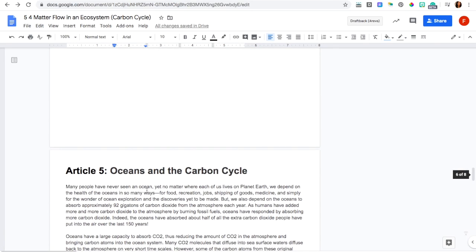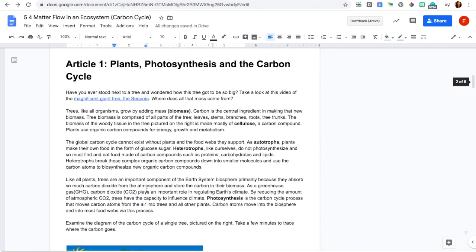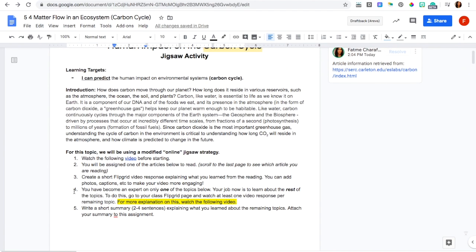All right? So once you're done reading your article, just like it says here, you're going to create a short Flipgrid video response explaining what you learned from the reading. All right, so you can obviously customize the Flipgrid video by adding things like photos, captions, filters, stickers, whatever you feel necessary to make your video as engaging as possible.